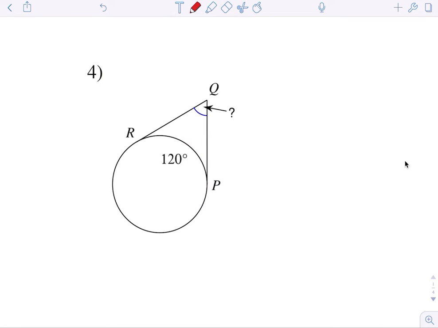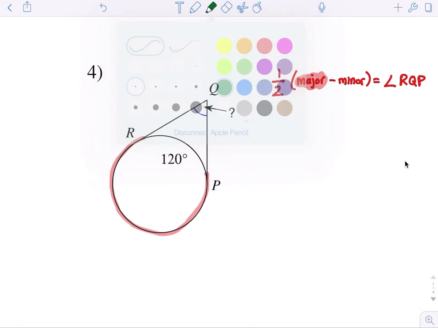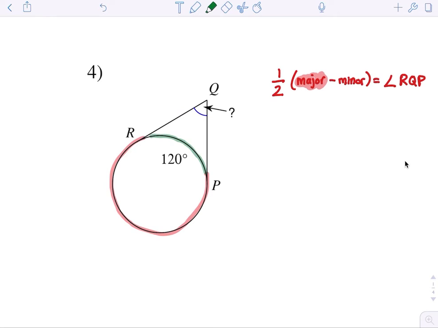Okay, number 4. This is where we use our 1/2 major arc minus the minor arc is equal to the angle, more specifically, angle RQP. So our major arc is this one, I'll just highlight that in red, and our minor arc is this green one.